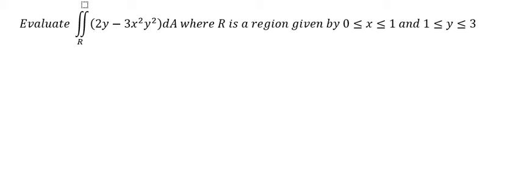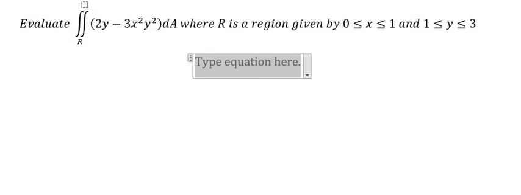The topic today is about double integrals. So now I will show you how to answer. We have the bound of x between 0 and 1, and of y between 1 and 3. So in this situation, we can put the bounds on the double integral in here, and that should be like this.